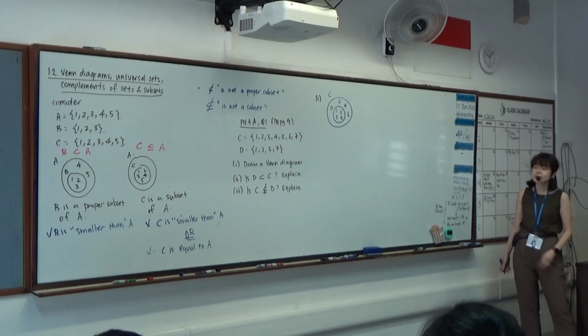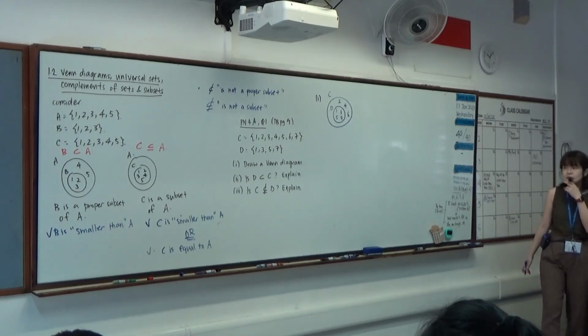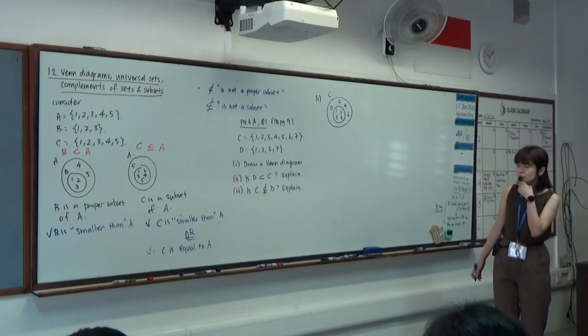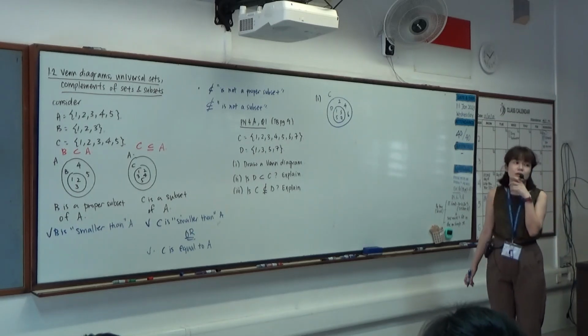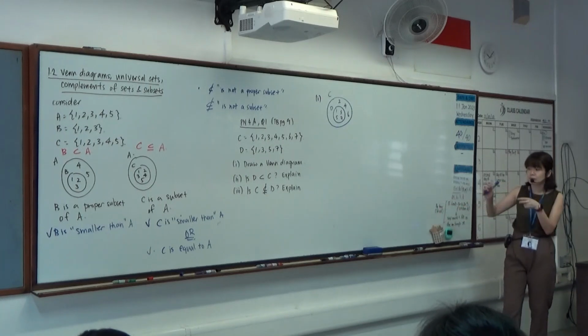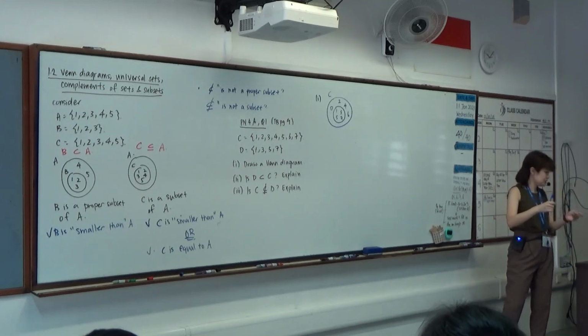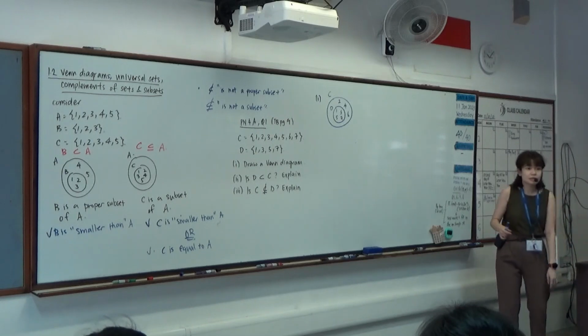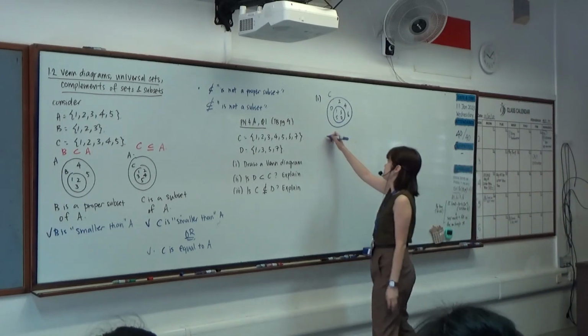I want us to see part 2 and part 3 now. In part 2, the question asks whether D is a proper subset of C. So what do you think? It is a proper subset, right?